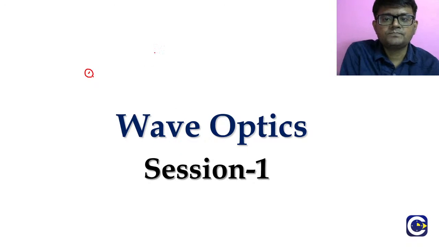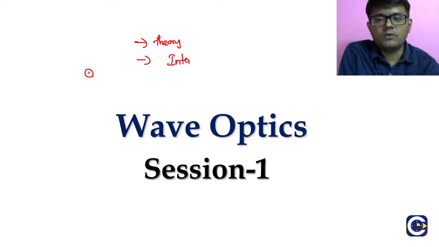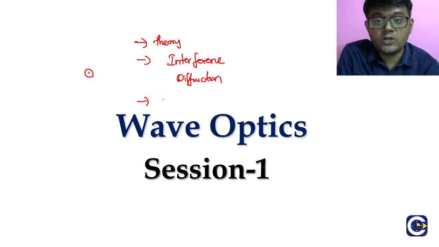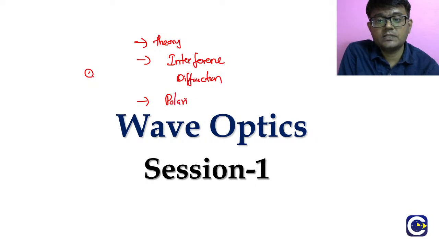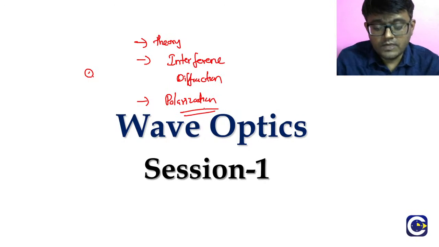Here, first we will try to understand the theory related to the wave propagation of light, and then we look at two important phenomena. One is what we call interference, and the other is diffraction. Then we'll also talk about some associated phenomena like polarization, etc. So that is broadly what we have in wave optics.